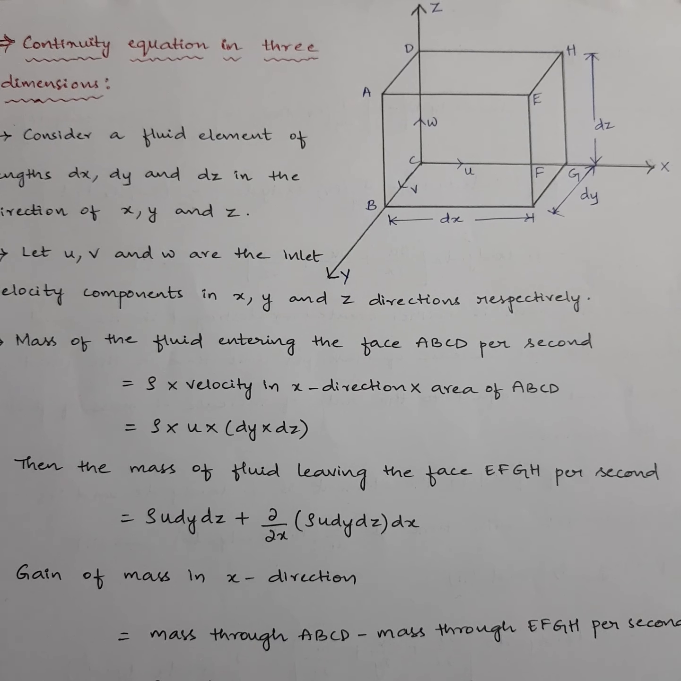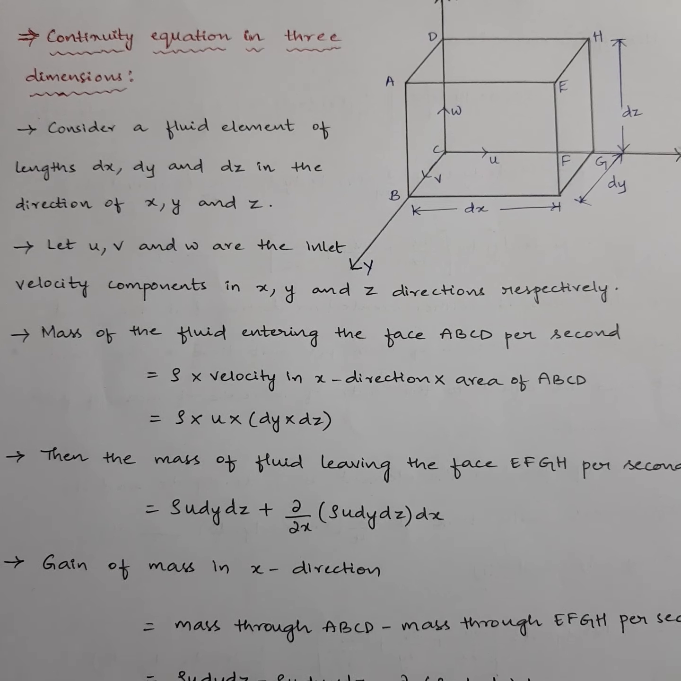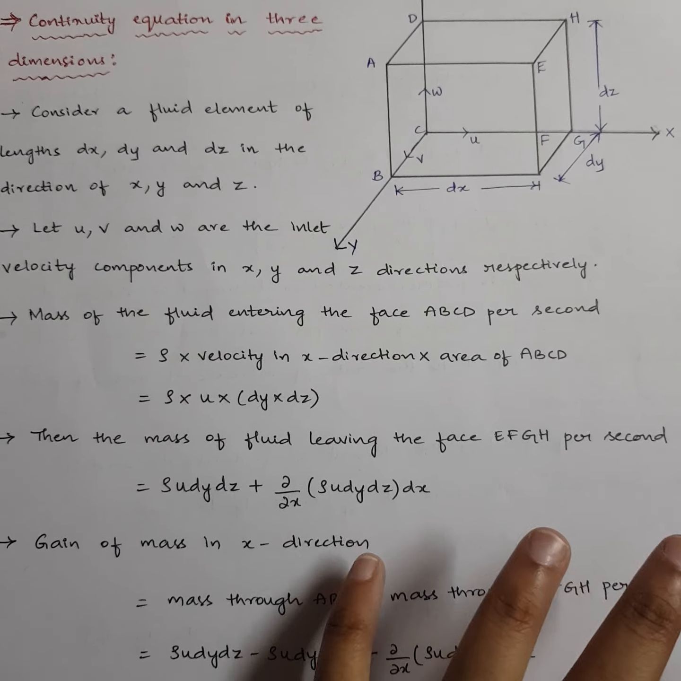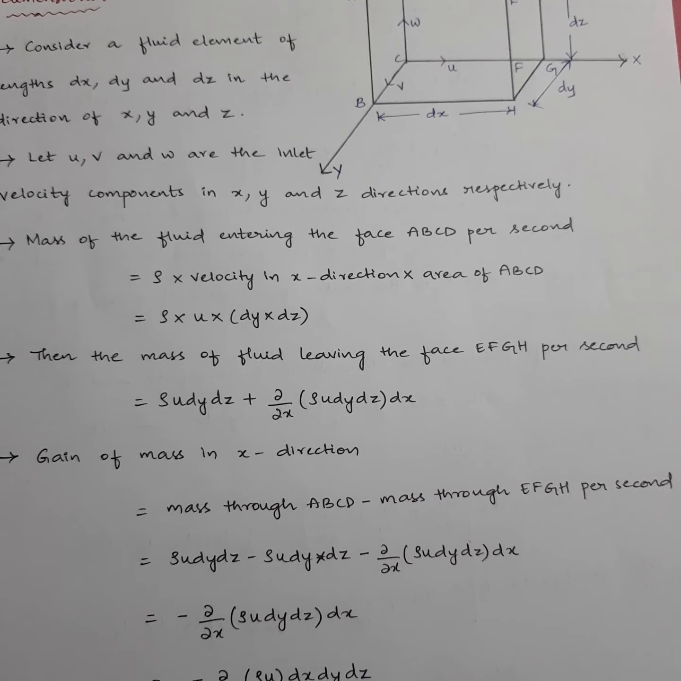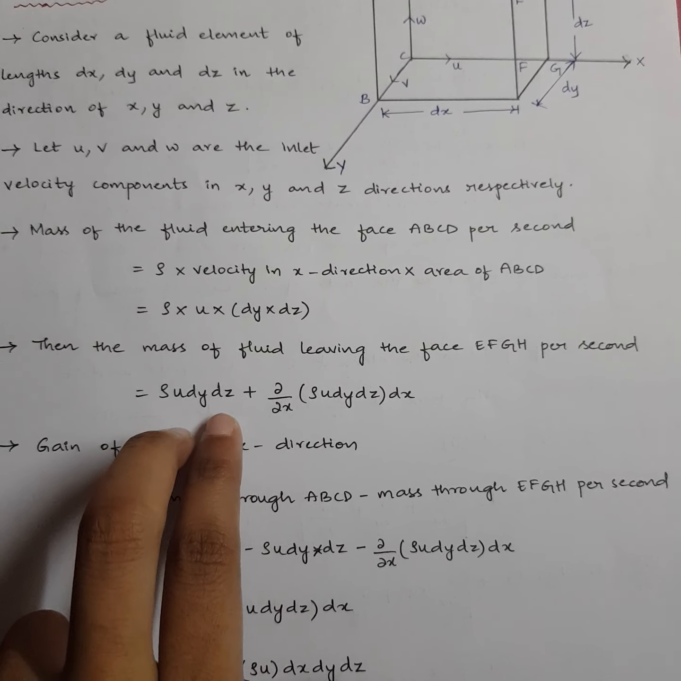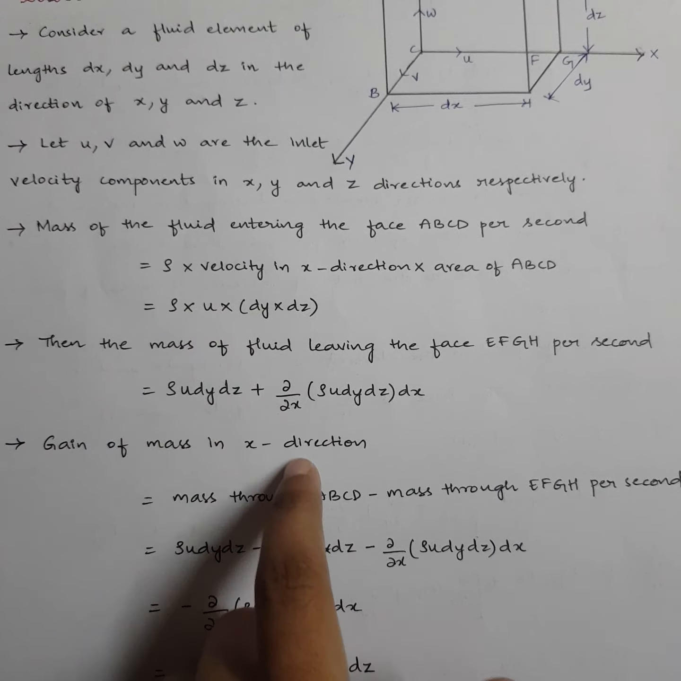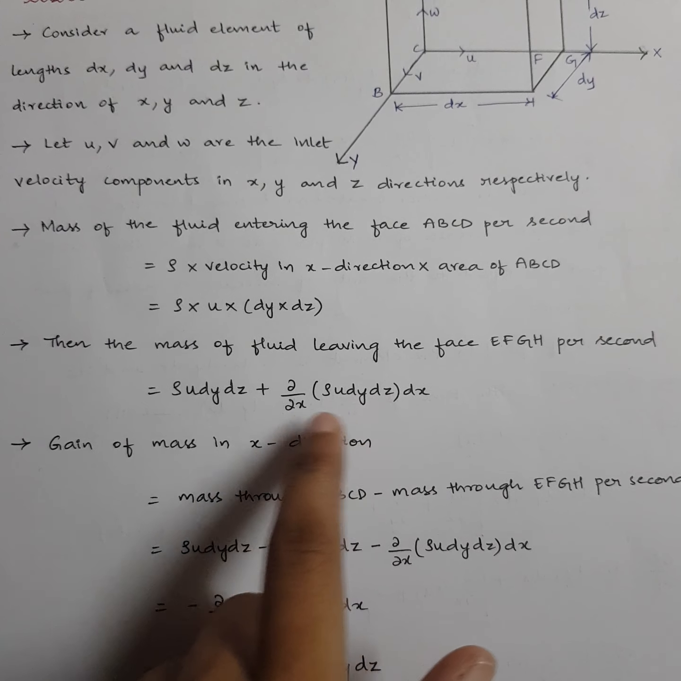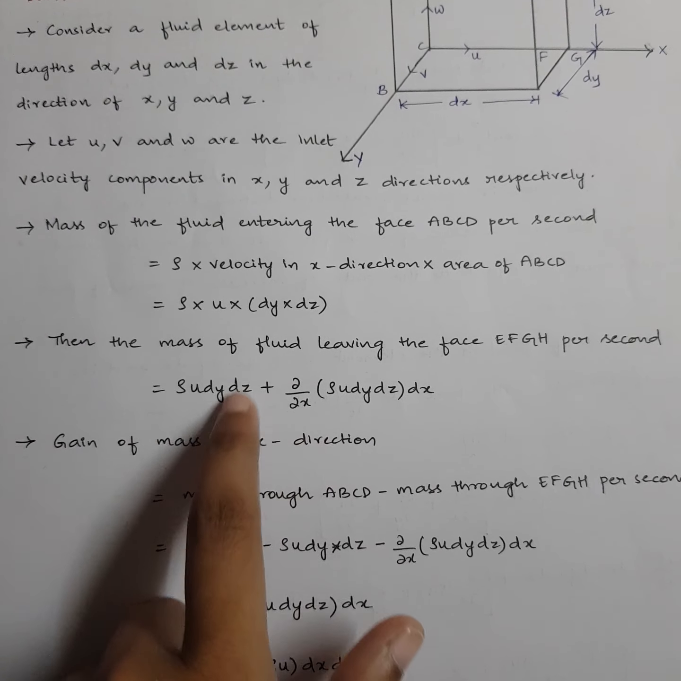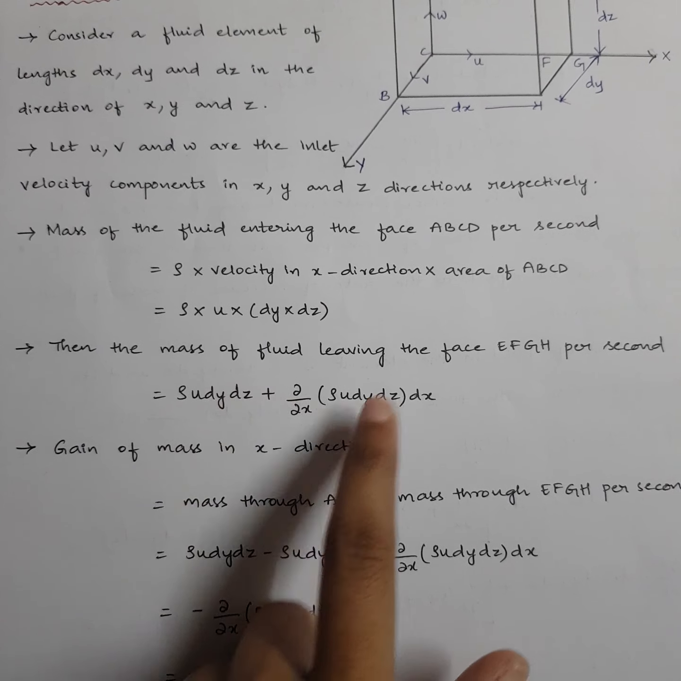Okay, and this gain in the mass of the fluid element is in x direction, so we assume there is a small increase in the mass in x direction. Already what is the mass which has entered inside? Rho u dy dz, that is this value, plus a small gain. That small gain is given by dou by dou x of the same mass which has already entered, into dx.